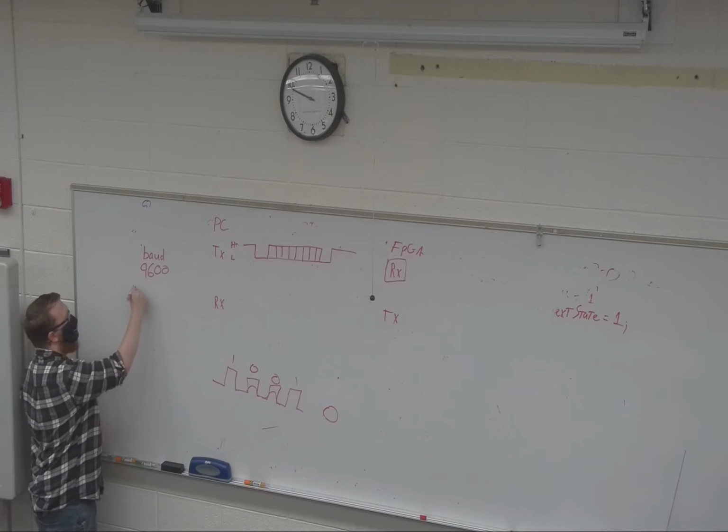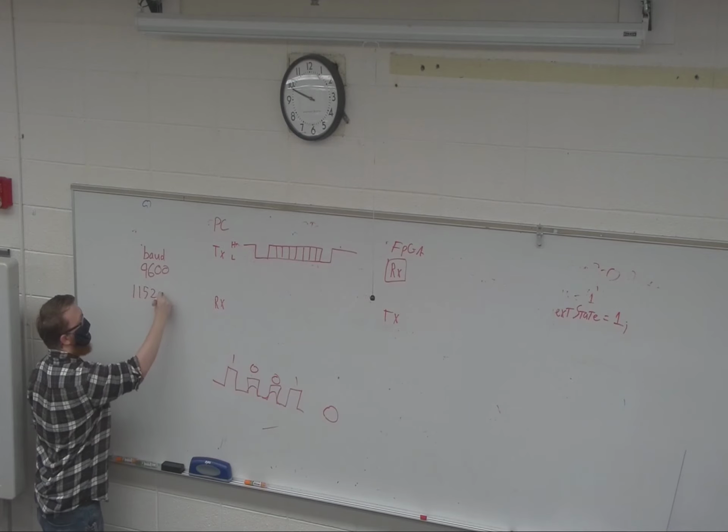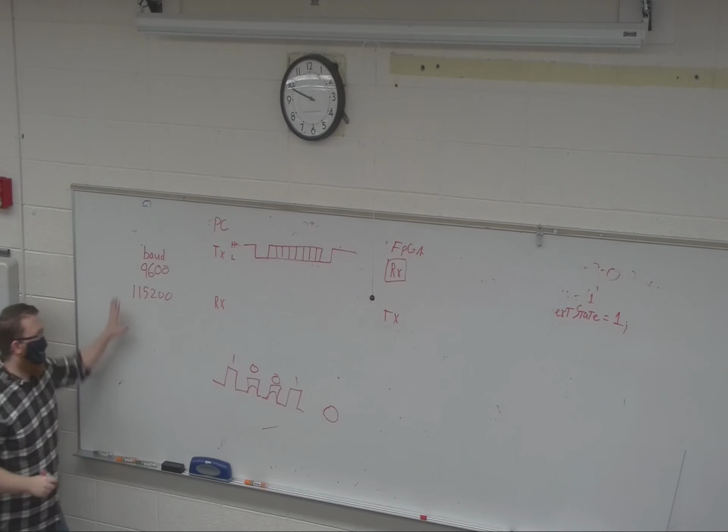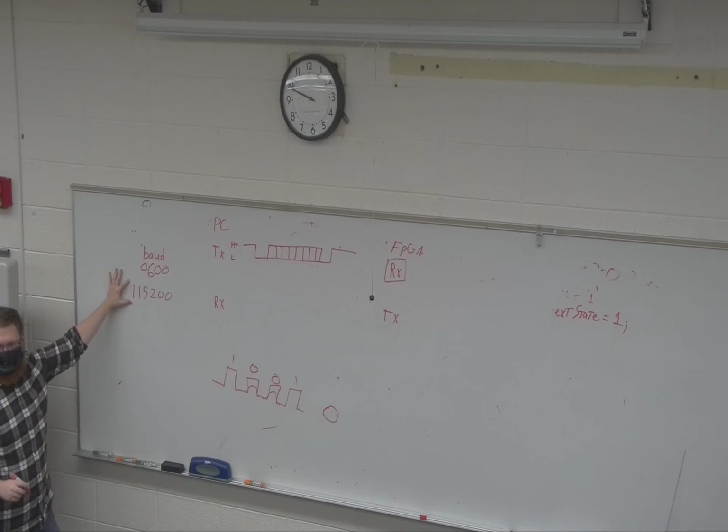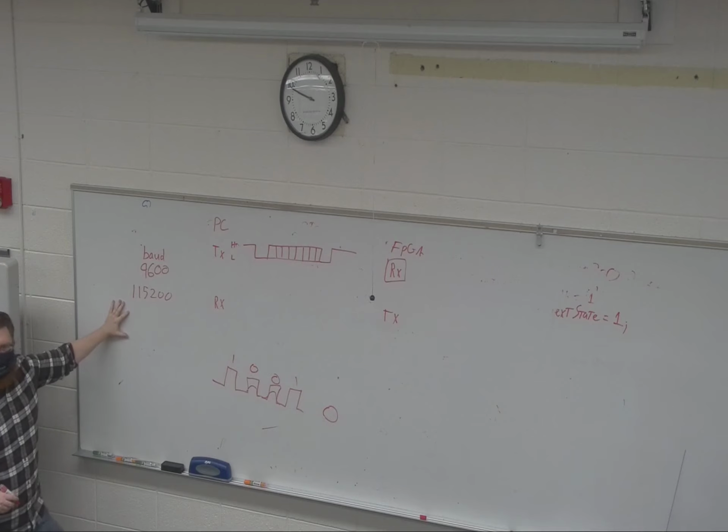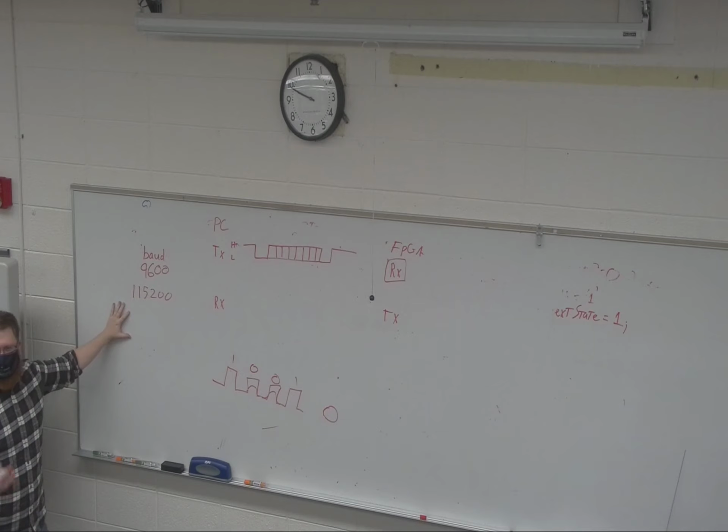Other common numbers, like 115200. This is one that I use all the time because it's fast enough for most data, but it's not fast enough to cause problems. You can also go up to like a megahertz. The fastest I've ever gotten just UART to run is about 1.4 megahertz. I haven't had much luck past that because it doesn't have a clock to tell you when to do it.